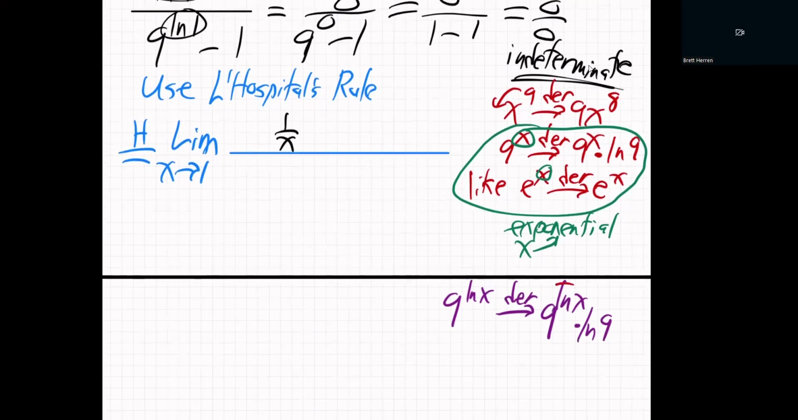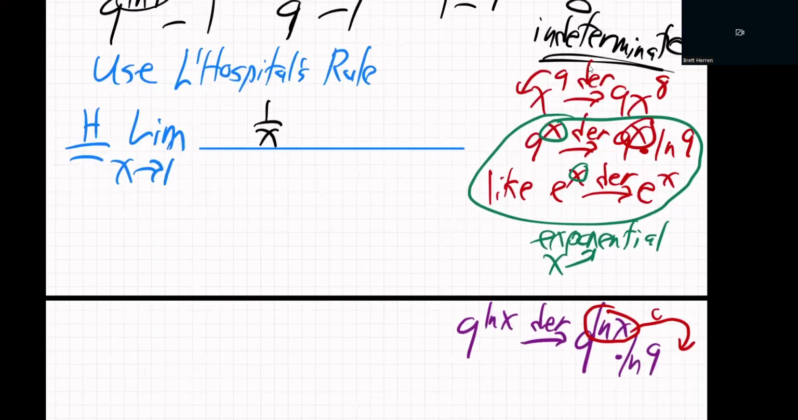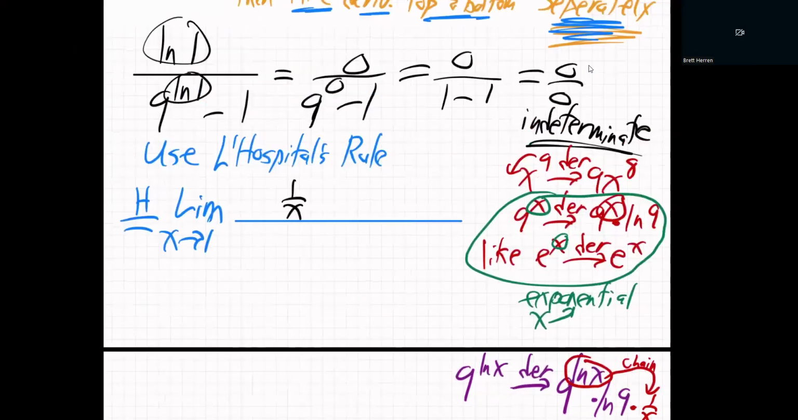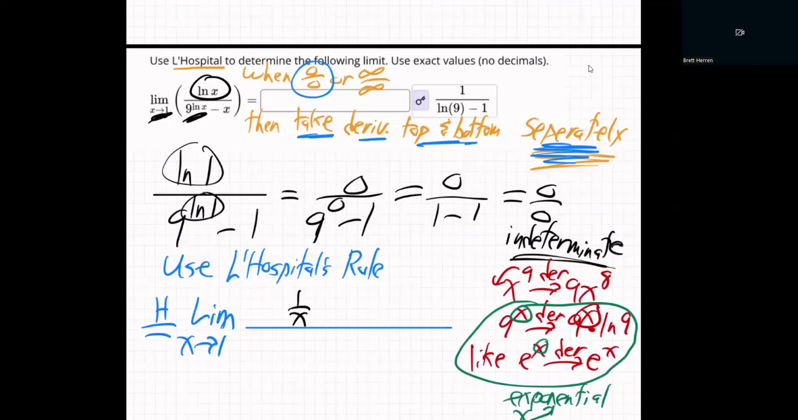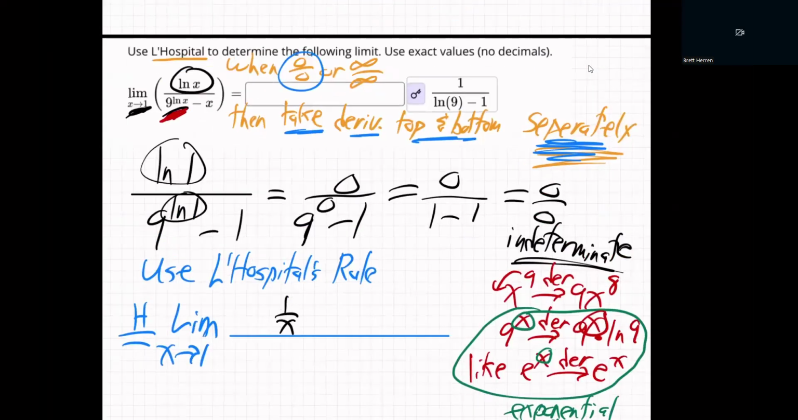But then there's also chain here, because the inside, whereas here the inside was a simple x, done. Here, the inside is not a simple x. And so I've got to do the chain rule. What's the derivative of natural log of x? 1 over x. All right. So there we go. All of that is the derivative of 9 to the natural log of x.